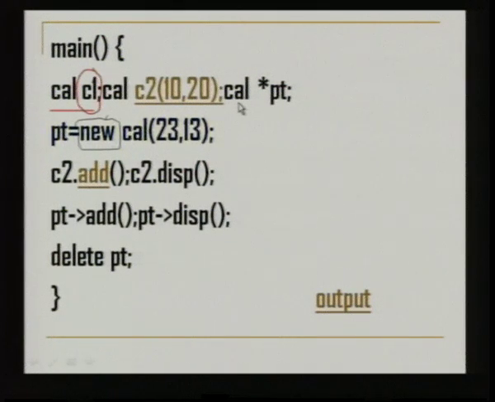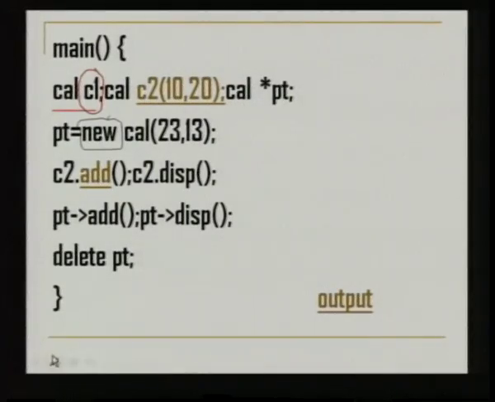Next, the compiler creates a pointer variable. We will see how this is used. Cal is a class name, pointer PT. Now, here if you see, PT is equal to new cal of 23 comma 13. Now, this 23 comma 13 comes again with the constructor CAL. That means you have to call the constructor which is having two arguments. But how is this pointer variable going to call that constructor? For that reason, we have here a new definition called new operator. We will see the definition of this new operator before we proceed to the calling of the cal function.